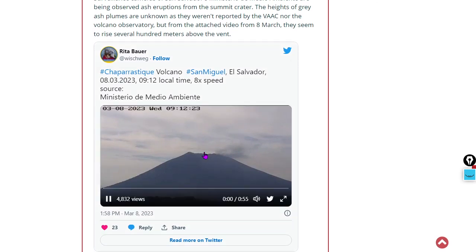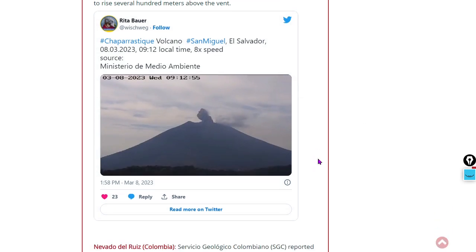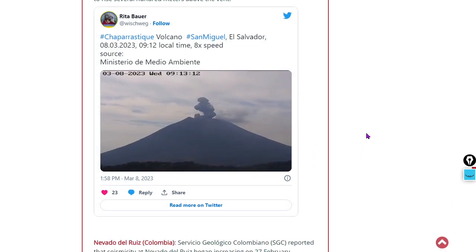And it looks like it is indeed erupting. Let's press mute on that. There's some imagery. All right. So there we go. San Miguel erupting in El Salvador.